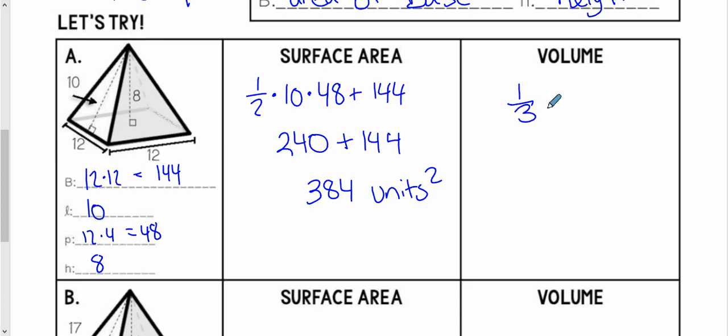Volume is 1/3 the area of the base times the height. You can also think about this as multiply the area of the base times the height and then divide by 3. When I do that, I get, let's see, 144 times 8 divided by 3. I also get 384 for this one. That's weird. But this is units cubed.